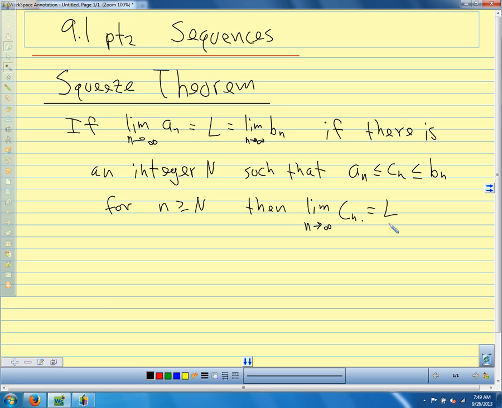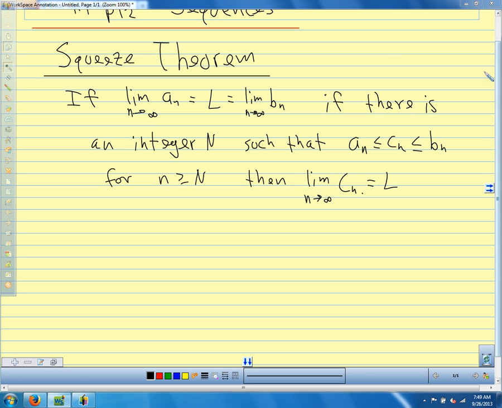So this gives us a tool for determining the convergence of a particular sequence. If we can make sure that the terms are between the terms of two other sequences that we know converge, that guarantees us that this particular sequence we're interested in will converge.